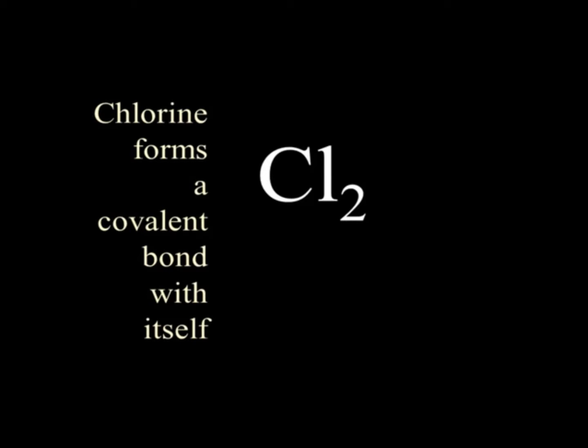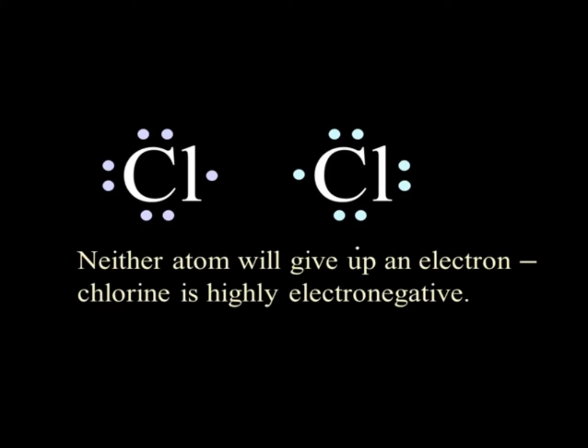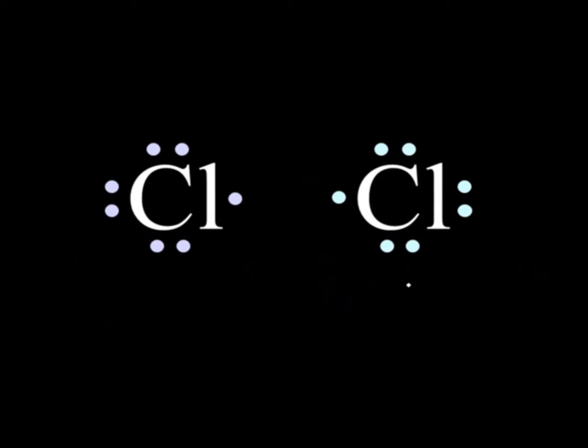Now let's take an example of chlorine, which is a diatomic gas. As you can see, both chlorine atoms have 7 valence electrons, and none of them wants to give up an electron because they are both highly electronegative. So what's the solution? Instead of giving away the electron, they are going to share the electron to become an octet, meaning to achieve the noble gas configuration.